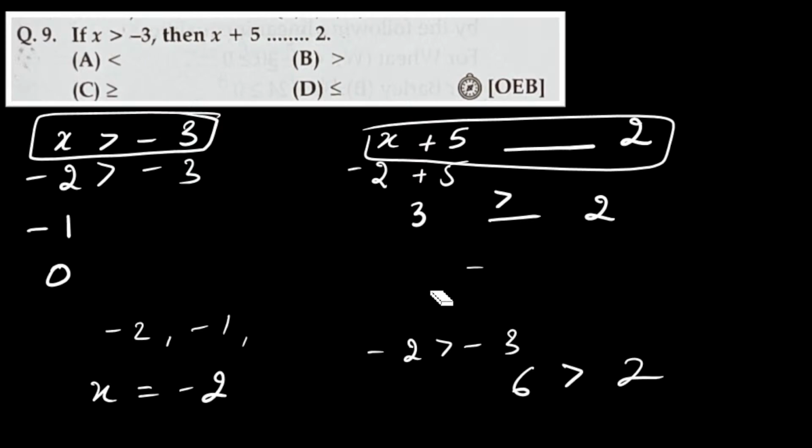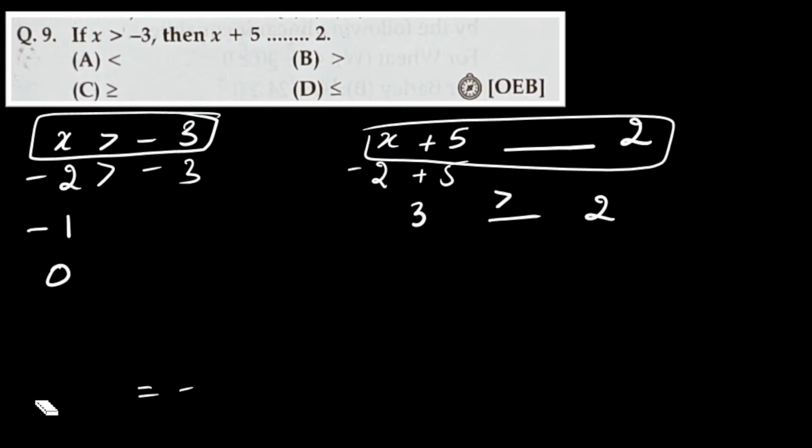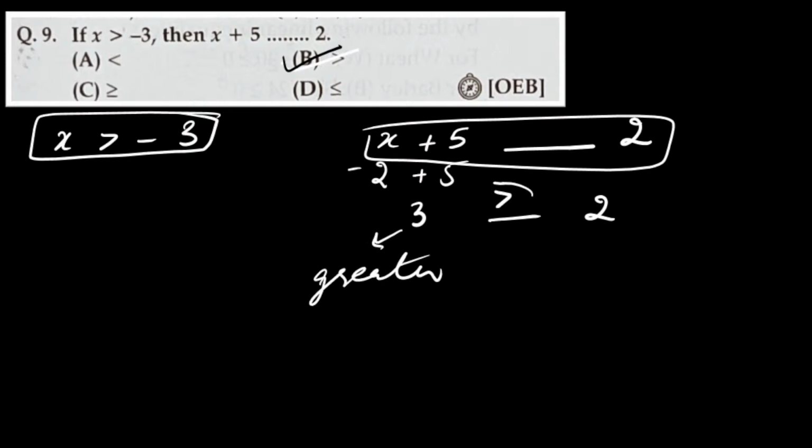So for any value of x, when x is greater than minus 3, you're always getting this side greater than 2. That means option B. Option B is the correct answer. So you have to think, you can take a few examples, you can solve this inequation and you can get the answer. I have taken a few values of x and substituted here, and I am always getting this side greater than 2. So that's why this inequality is the correct answer. Is this thing clear?